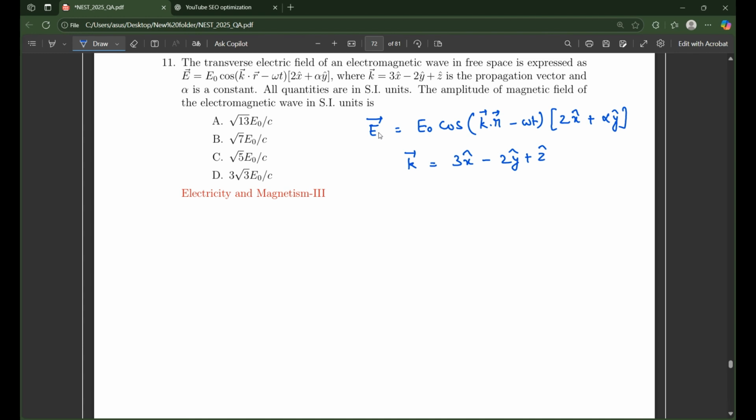This is the propagation vector. This is the electric field vector. Alpha is a constant, and all quantities are in SI units. We are told to find the amplitude of the magnetic field. What is the amplitude of the magnetic field? That is equal to the magnitude of the magnetic field. We know by concept that the electric field, propagation vector, and magnetic field are perpendicular to each other.